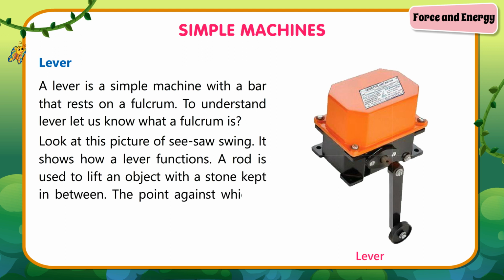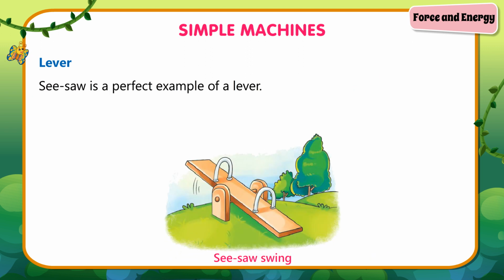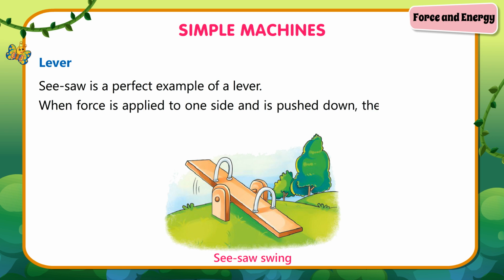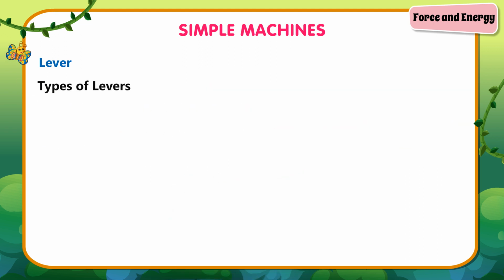The point against which a lever is placed, on which it turns or is supported, is called the fulcrum. The force used is called effort. A seesaw is a perfect example of a lever. When force is applied to one side, it is pushed down. The other side lifts up. Any tool resting on a pivot is called a lever. Scissors and staplers use levers.